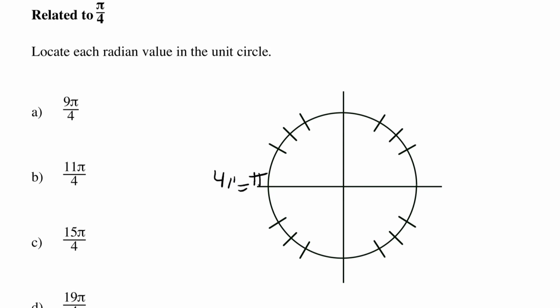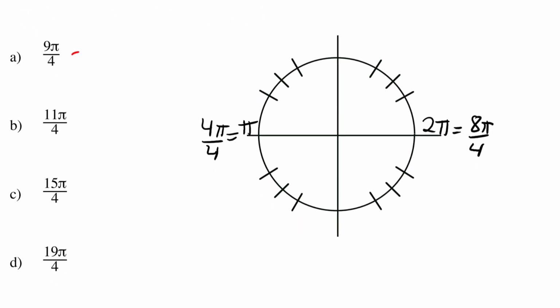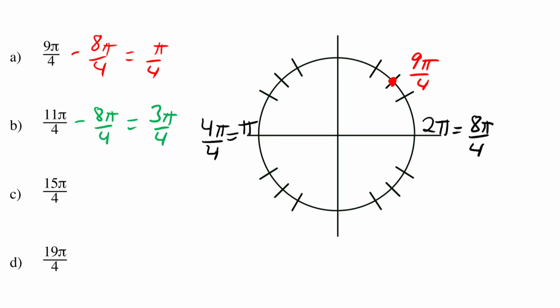Let's do the same thing with pi over 4. Again, but this time we'll think of radian measures with the denominator 4. 9 pi over 4, we subtract 8 pi over 4, we get 1 pi over 4, and that's at the 45-degree mark in quadrant 1. This is 3 pi over 4, that's in quadrant 2, it's 3/4 pi, it's not quite 4/4, so that's in quadrant 2.